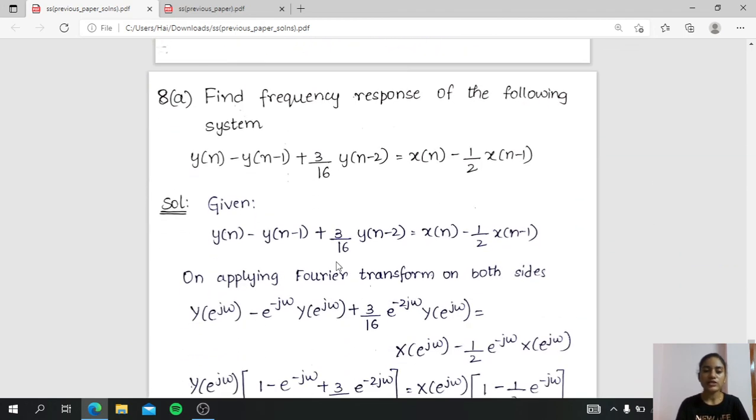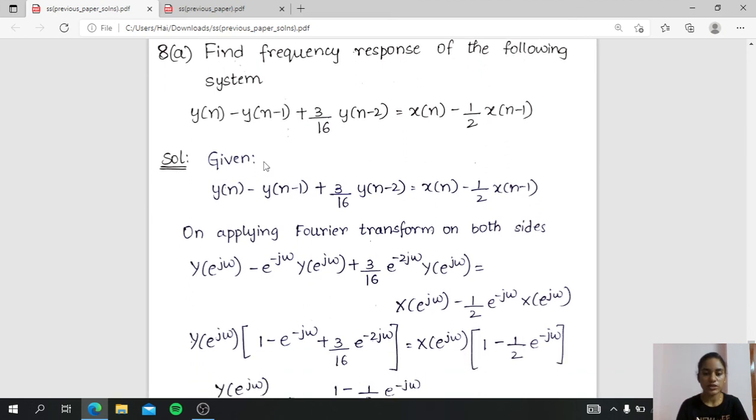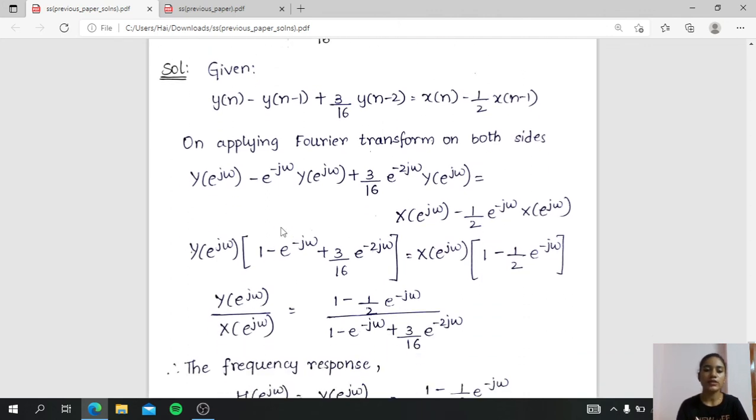Our next question is: find the frequency response of the following system. A system equation is given and you need to find the frequency response. So write the given equation and perform the Fourier transform on both sides. Then you will get Y of e power j omega. For y of n minus 1, it will be e power minus j omega times Y of e power j omega. Similarly for the rest of the terms.